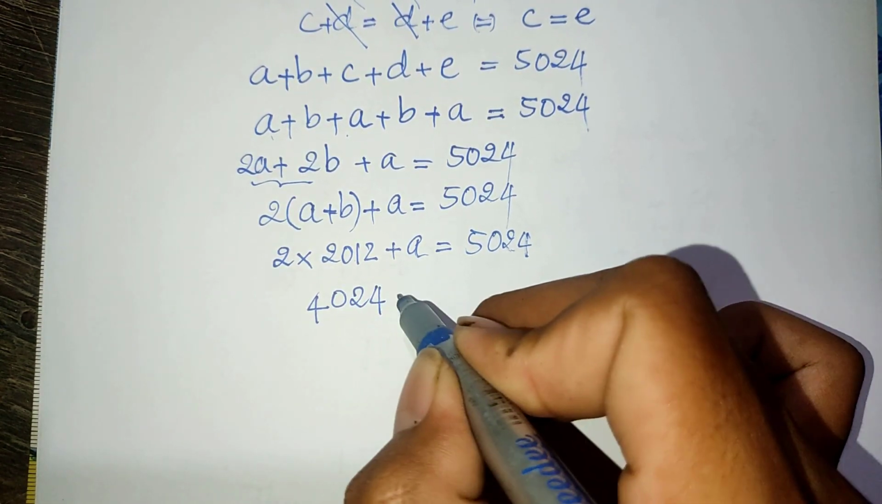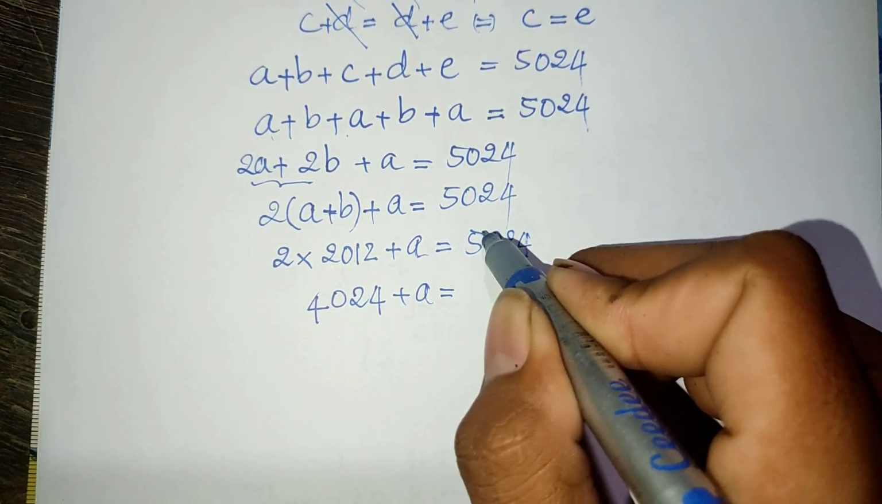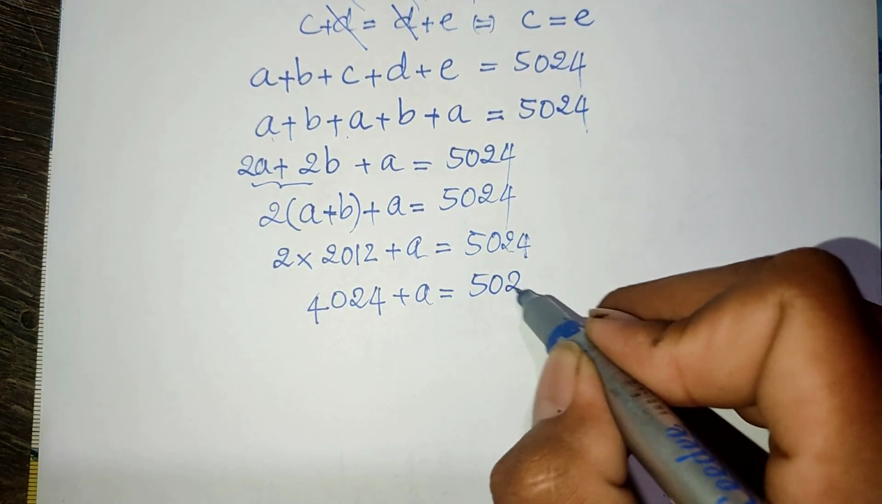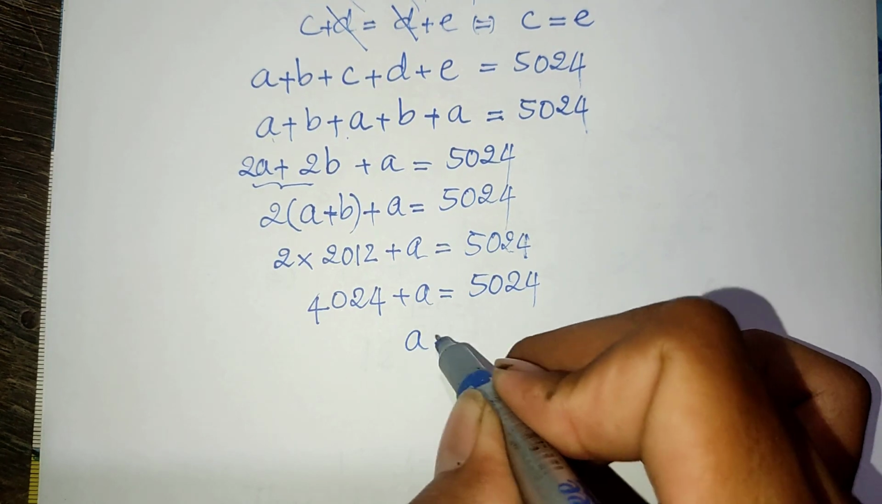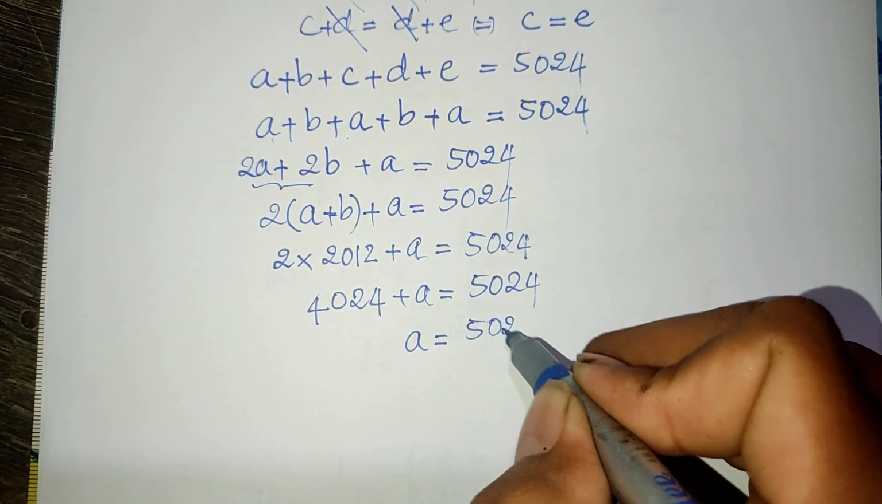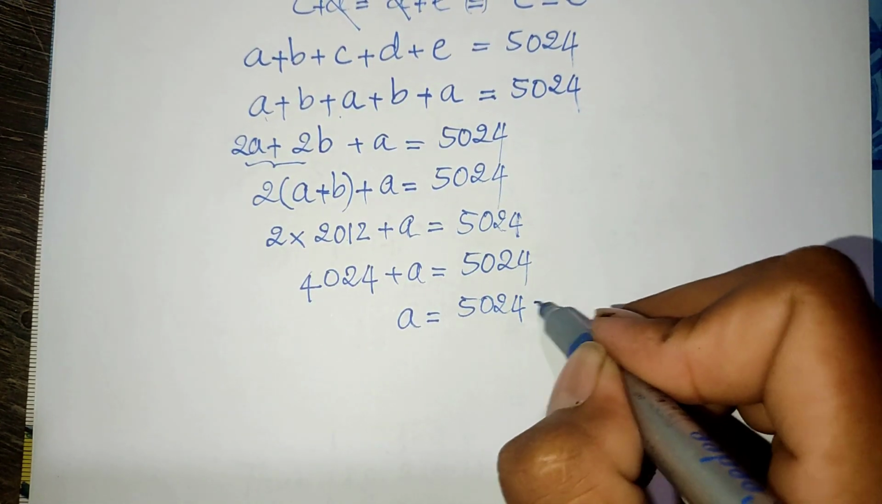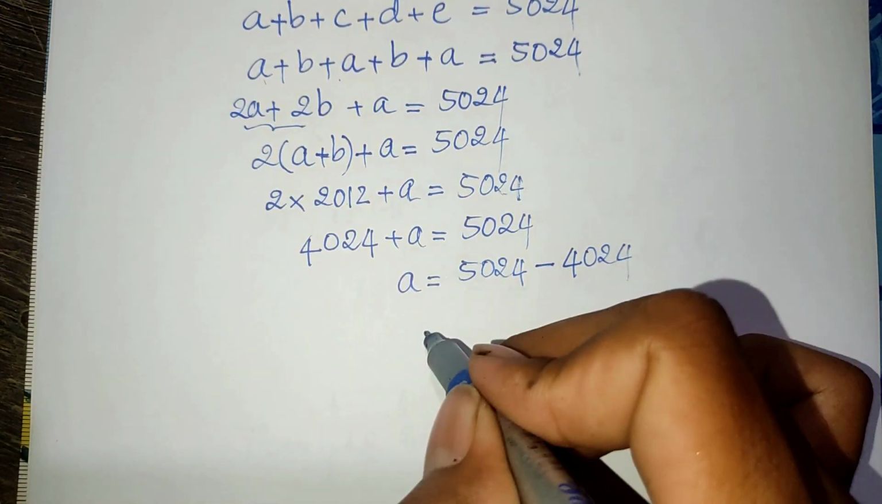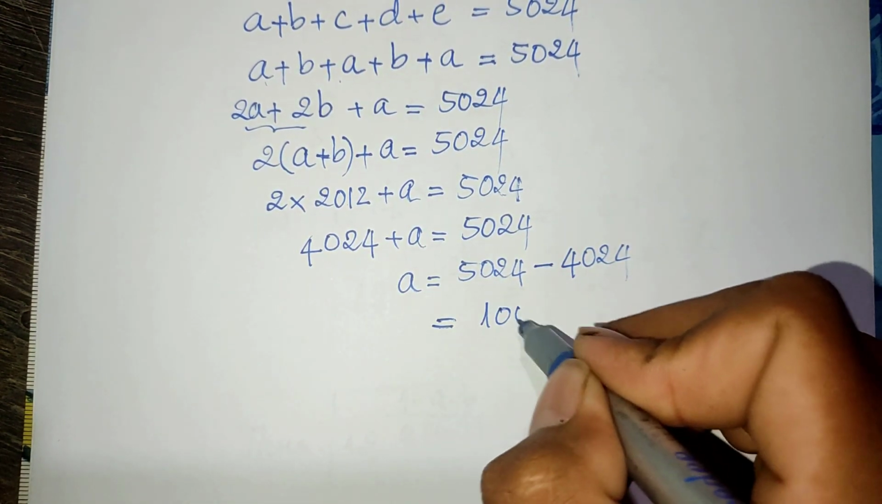Then we get 4024 plus A equals 5024. And we get A equals 5024 minus 4024, which is equal to 1000.